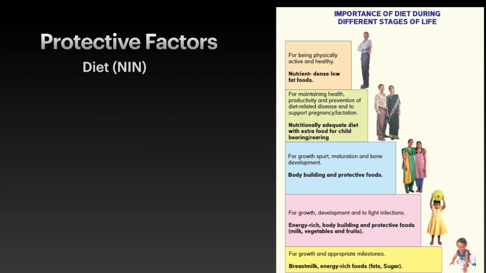In stages like young and middle age, for maintaining health, productivity and prevention of diet related diseases, and to support pregnancy and lactation, a nutritionally adequate diet with extra food for childbearing and child rearing. And during middle age and the later part of life, you should be very careful about whatever you are eating, for being physically active and healthy. Nutrient dense, low fat food should be consumed.